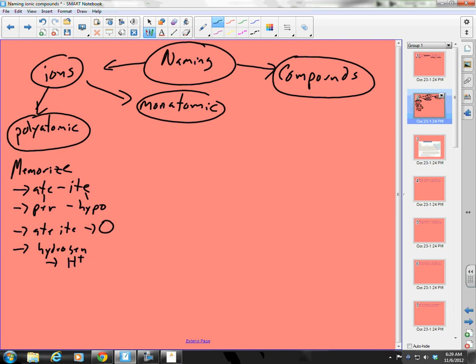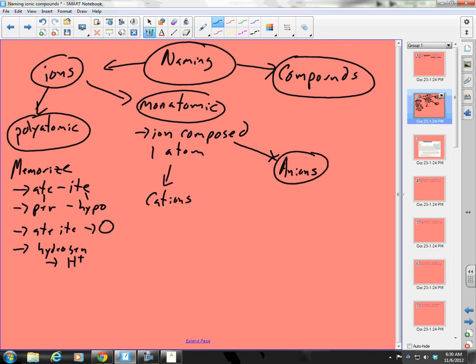Now, today we want to spend some time on monatomic ions. Mono means what? This is an ion composed of one atom. Good. And there are two types of monatomic ions. We have anions, of course, and we have what? Cations. Good. And a cation is a metal which loses electrons, and an anion is a non-metal which gains electrons.